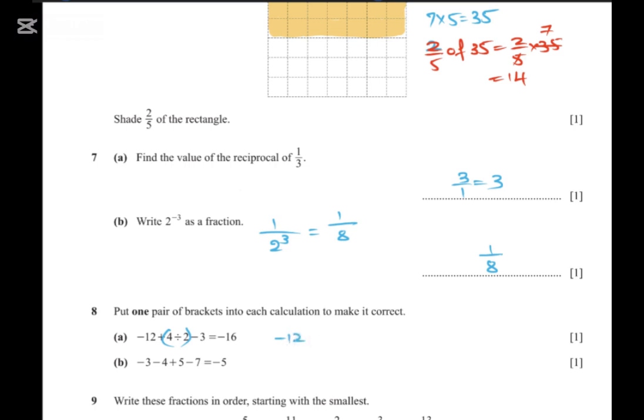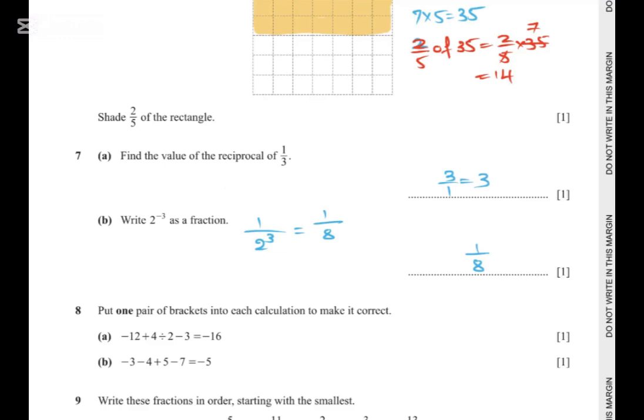4 divided by 2, if I do... no sorry, this is not the bracket. Here, you can put various brackets and check. So the actual bracket is 2 and minus 3. So you can write minus 12 plus 4 divided by 2 minus 3 is minus 1.